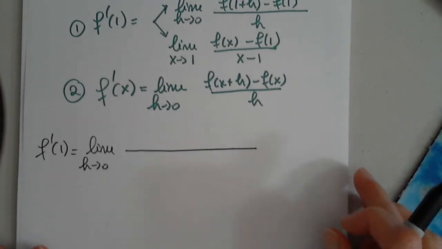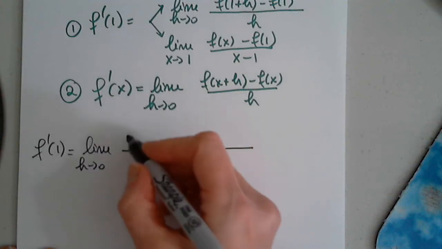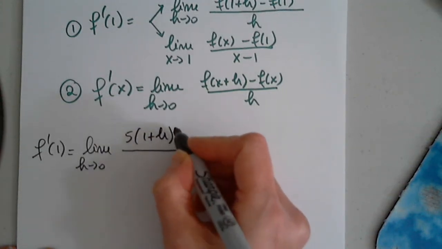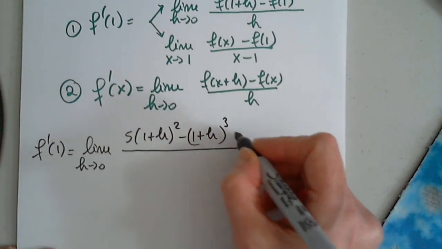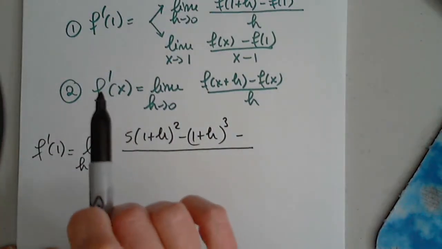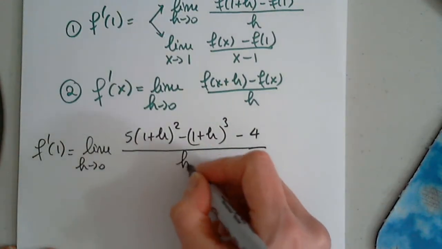Okay, enough of that. What am I doing? I know I talk too much. It's f of 1 plus h, which is 1 plus h to the third, minus f of 1. F of 1 is 5 minus 1, which is 4, divided by h.